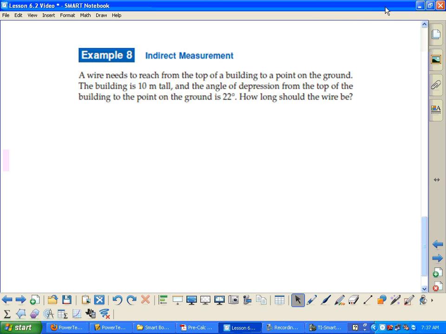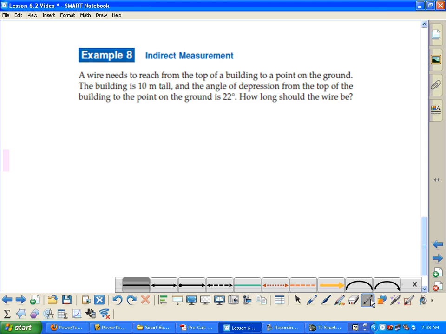Okay, here we're going to look at example 8. This is an indirect measurement problem. A wire needs to reach from the top of a building to a point on the ground. The building is 10 meters tall, and the angle of depression from the top of the building to the point on the ground is 22 degrees. How long should the wire be? So let's draw our picture.